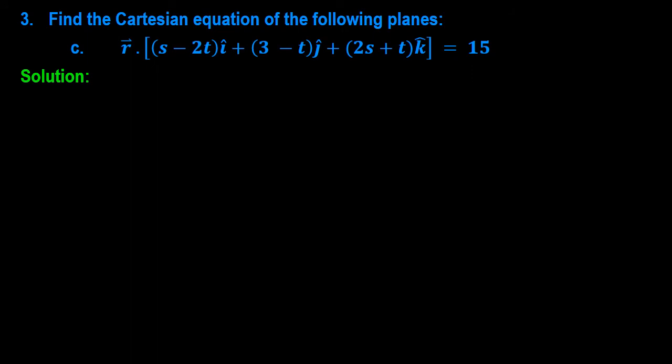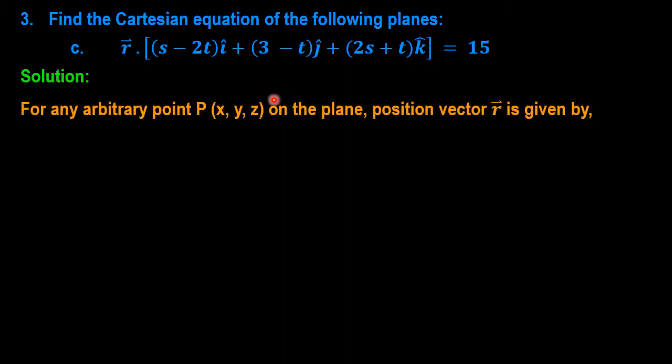Now let me solve question number 3 and the question is find the Cartesian equation of the following planes. So in question number 3 the equation of the plane is given in vector form. So we need to convert it into Cartesian form. So how we can do that is we write the expression for r and then we take the dot product with the terms within the bracket.